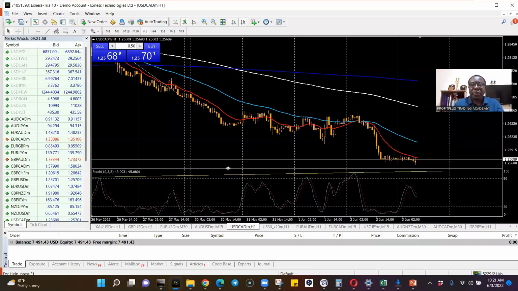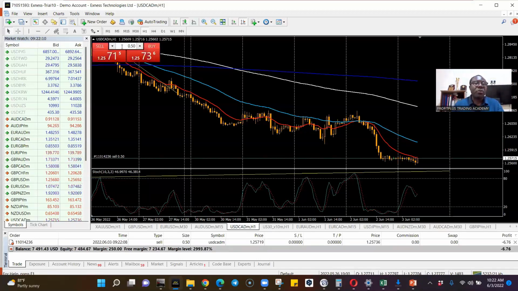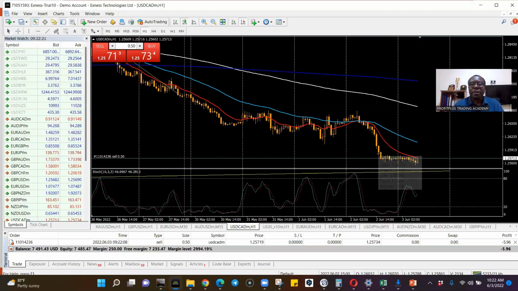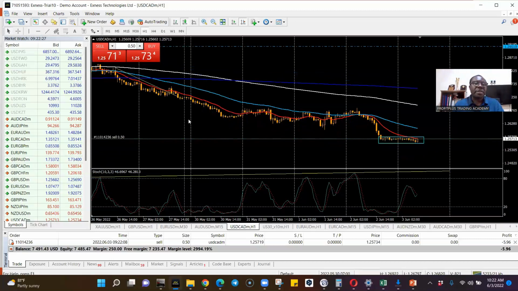This is a demo account. Let me just open a trade. I'm looking for a breakdown on the downside on this USD CAD chart. Let me just get a rectangle shape. We have seen something here, a pattern, and I'm expecting, based on some fundamentals, I've been following this trade for some time now, so I'm expecting a break to the downside.